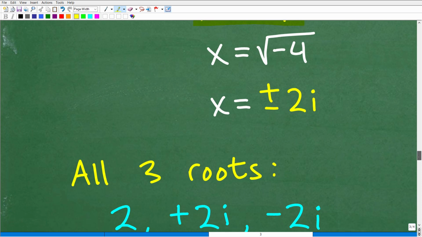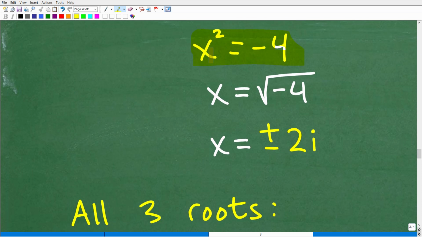And you can see what's going to go on here. When I take the square root of both sides to solve for x, I'm going to have x equal to, actually I should put in a positive or negative right there, the square root of negative 4, and the square root of negative 4, of course, is 2i. So we have positive or negative 2i.